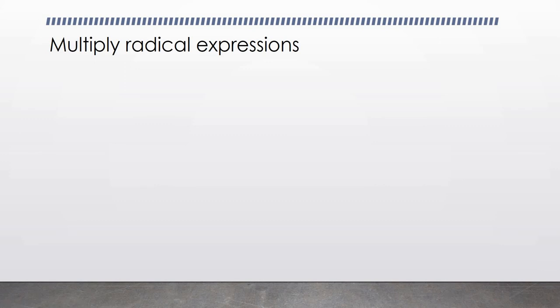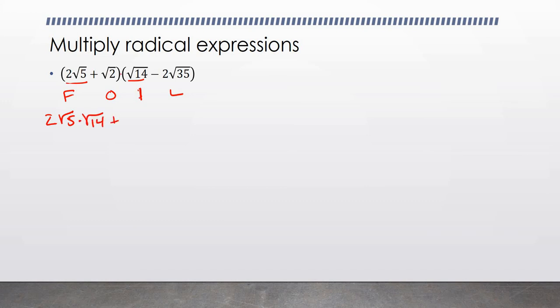All right, let's try another one. And now we are going to look at multiplying radical expressions. So now I've got a binomial times a binomial. I am going to FOIL. Anytime I have a binomial times a binomial, I'm going to FOIL. First times first. 2 root 5 times root 14.